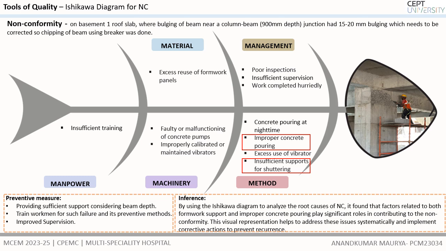As per the extra beam depth, we can give extra support for the formwork. Train workmen for such failure and its preventive method. Improved supervision. The inference shows that the root cause for the NC is the insufficient support for the shuttering and improper concrete.